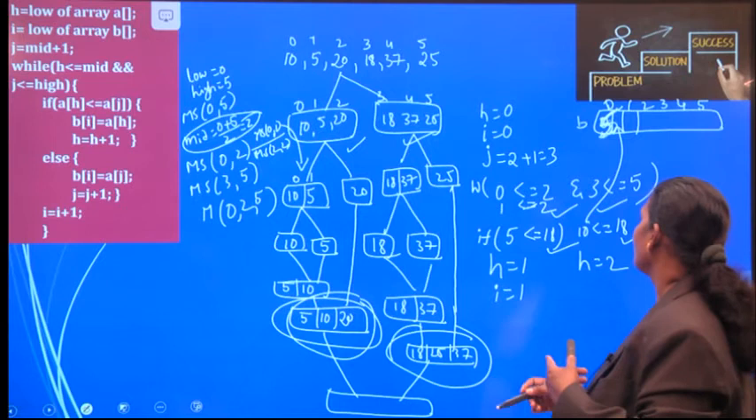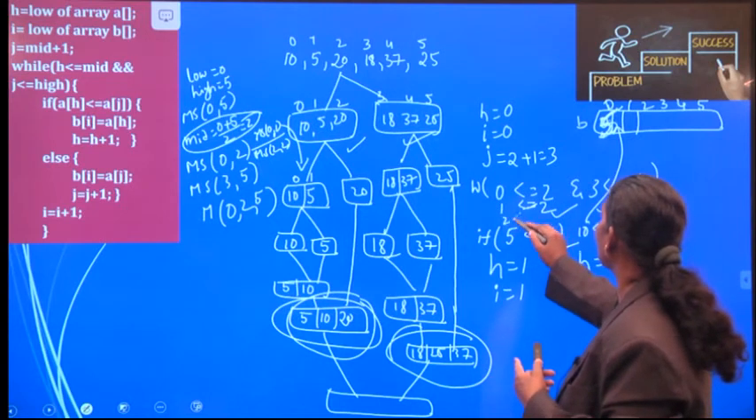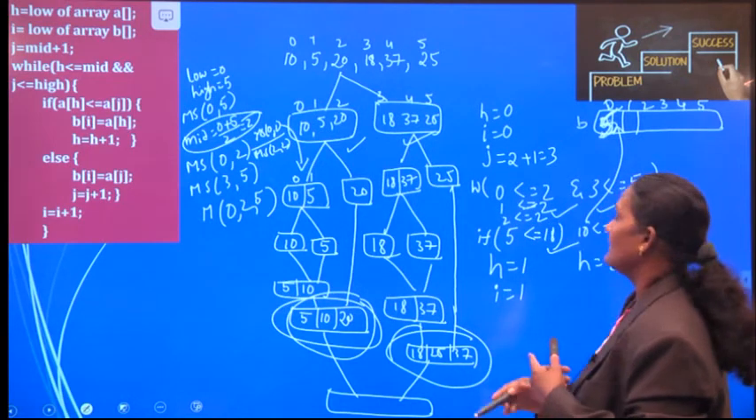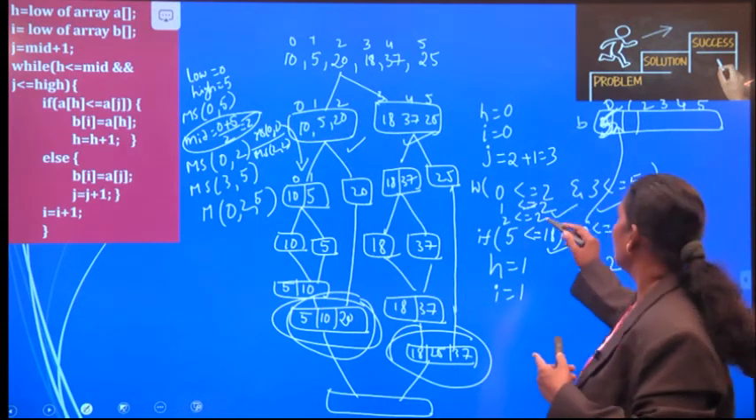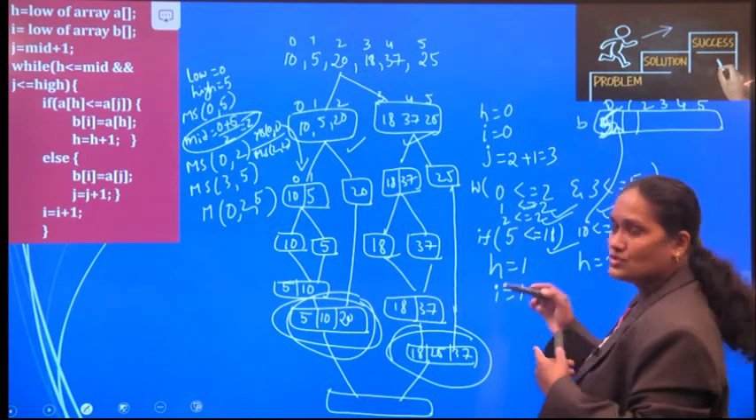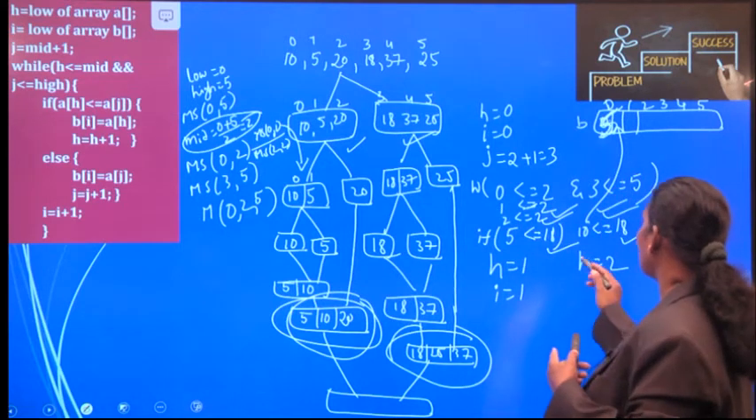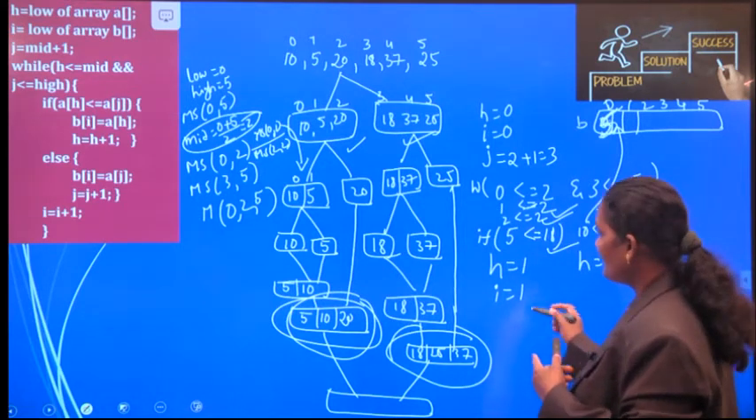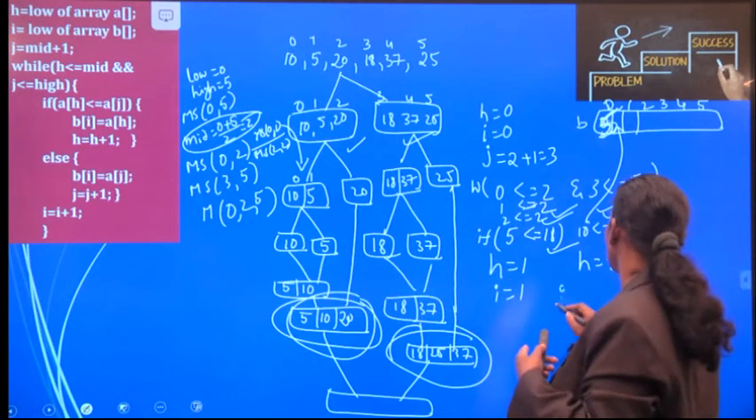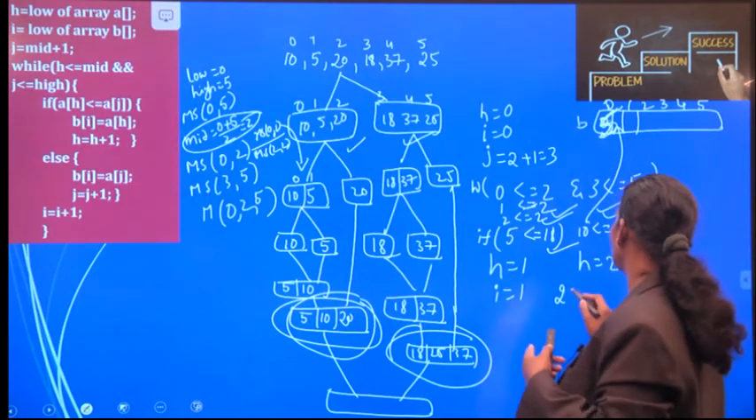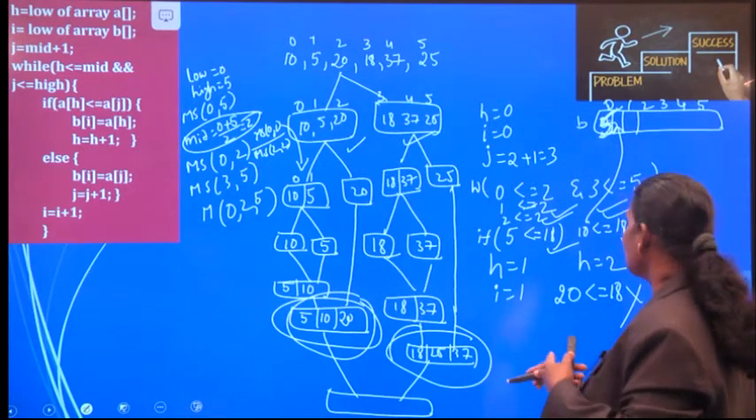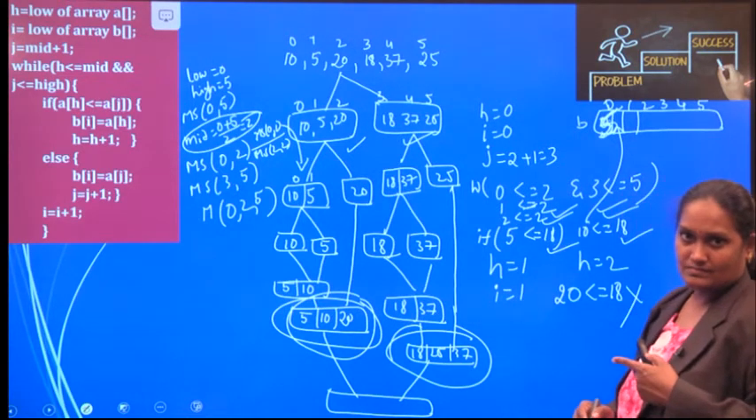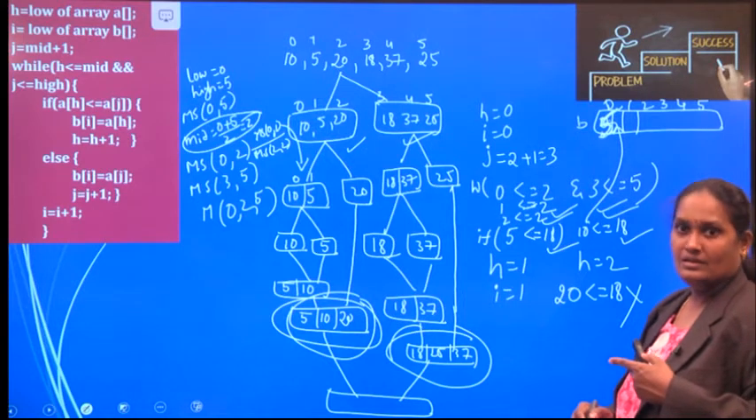H becomes 2. Now, again, I need to check the condition. H, 2, is less than or equal to 2. Here, J value is not changed. So again these conditions are true. Now again I am taking A of H. What is A of H? A of 2 is 20. Is 20 less than or equal to 18? In this case the condition fails.